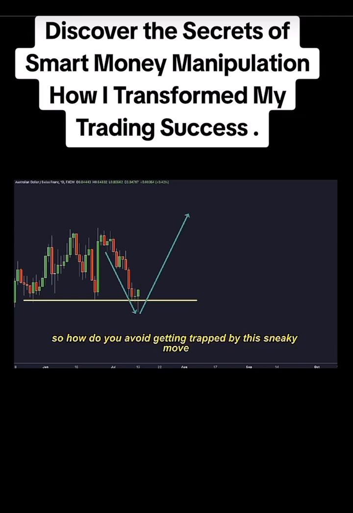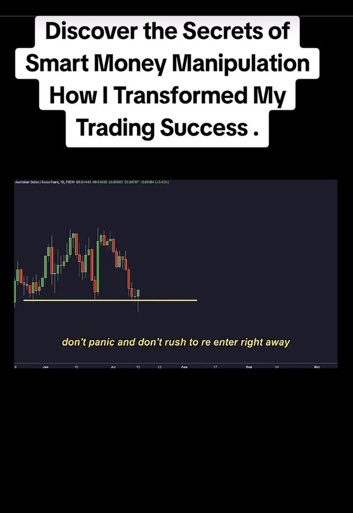So, how do you avoid getting trapped by this sneaky move? Here's the secret. Don't panic and don't rush to re-enter right away. Instead, keep a close eye on the market. If you notice that after your stop loss is hit, the price starts climbing back up and breaks above the high of the doji candlestick, this might have been a stop hunt.